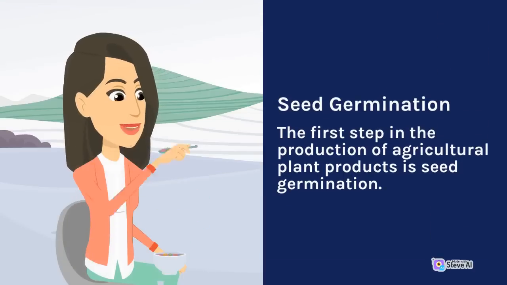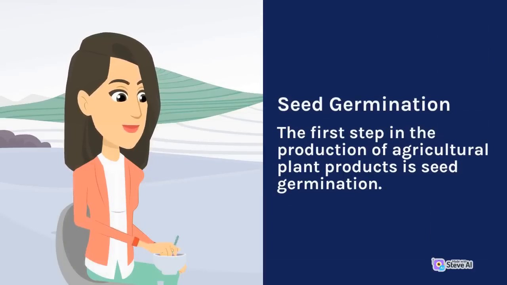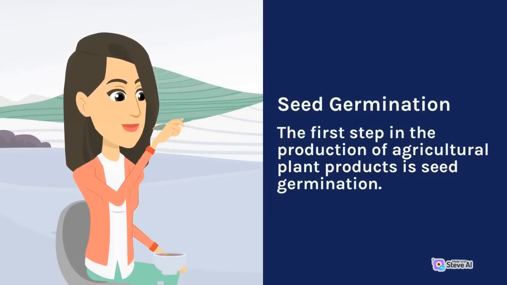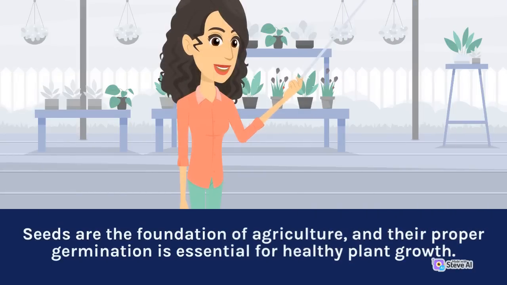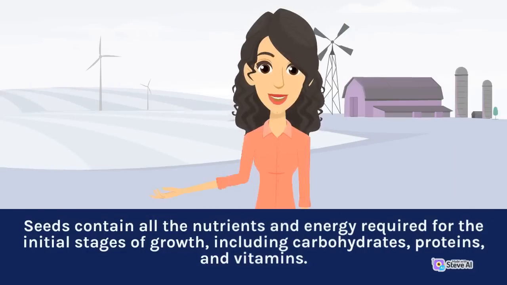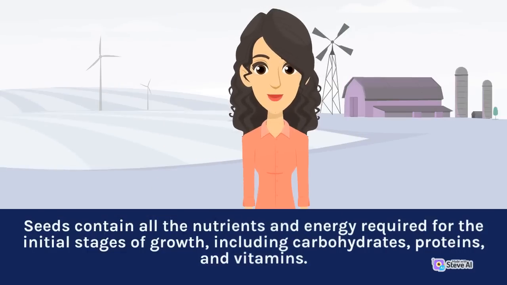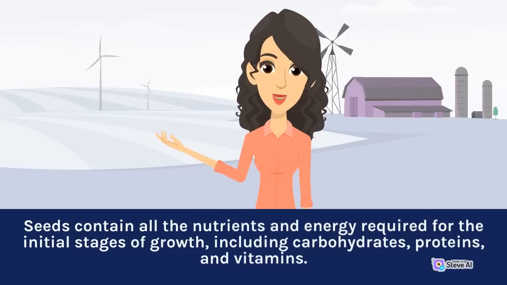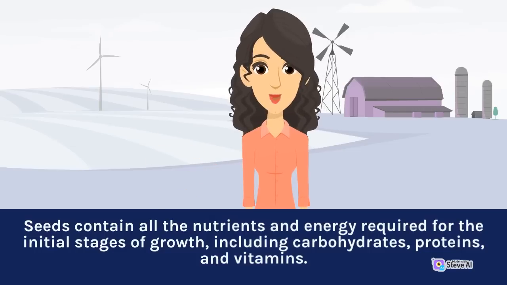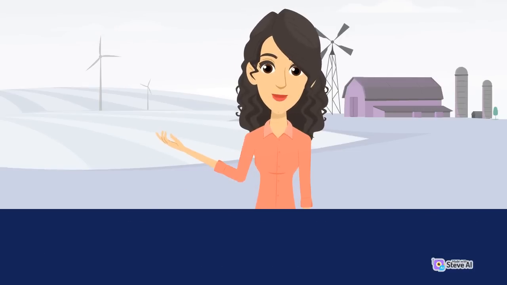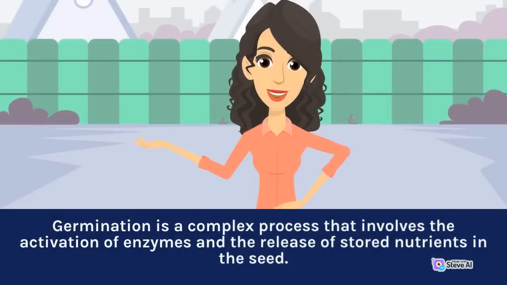Seed germination. The first step in the production of agricultural plant products is seed germination. Seeds are the foundation of agriculture, and their proper germination is essential for healthy plant growth. Seeds contain all the nutrients and energy required for the initial stages of growth, including carbohydrates, proteins, and vitamins. Germination is a complex process that involves the activation of enzymes and the release of stored nutrients in the seed.